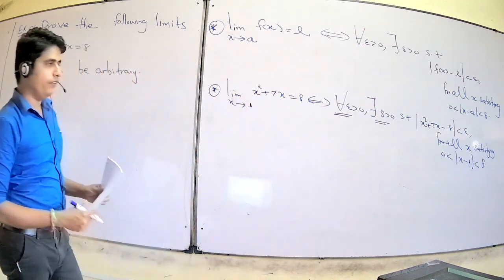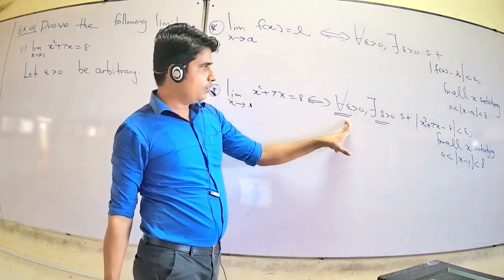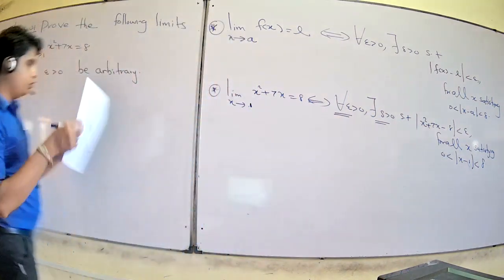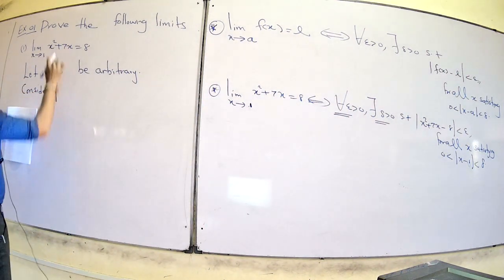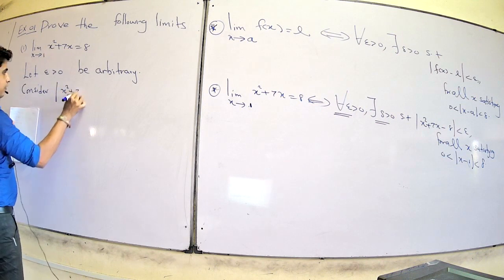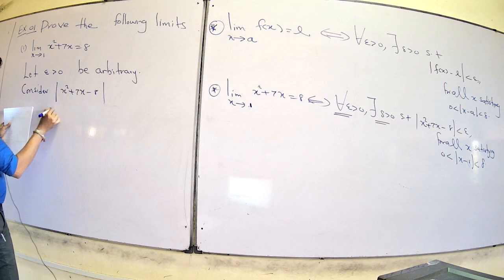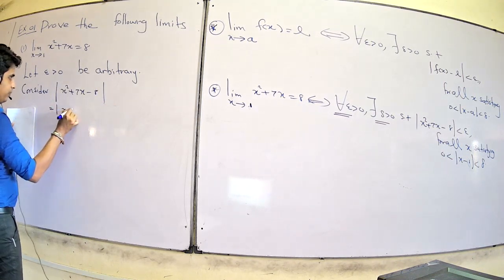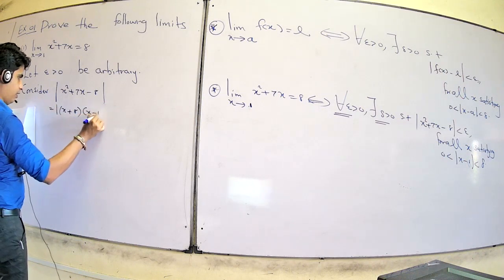Okay, now we will start from here, for all epsilon greater than 0. Now consider this modulus of x squared plus 7x minus 8. You want to simplify this part first. How can you simplify? You can factorize. You will get modulus of x plus 8 times x minus 1.